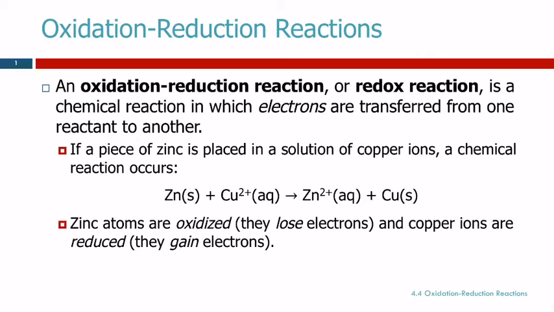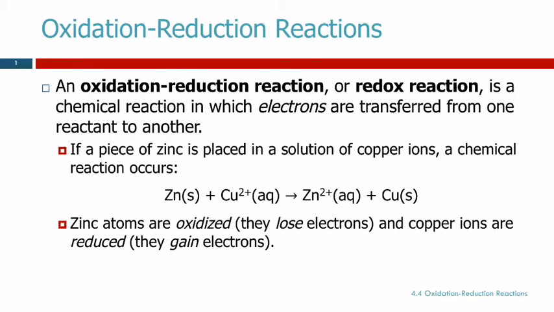So an example here is if we take a piece of zinc metal and put it in a solution containing copper ions, a chemical reaction will occur, just spontaneously all by itself. The zinc metal reacts with the copper ions to form zinc ions and copper metal.